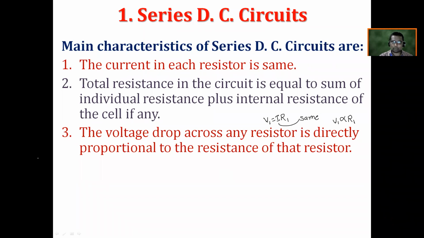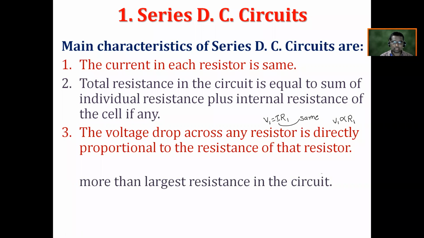And this is the third property. The voltage drop across any resistor is directly proportional to the resistance of that resistor. V1 is the voltage drop across R1, and R1 is the resistance of that resistor. So this is the third property. Are you clear about it?